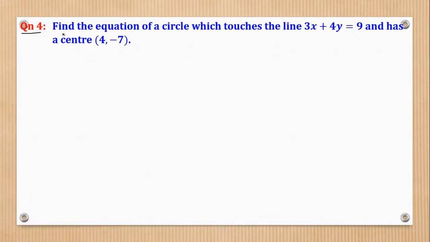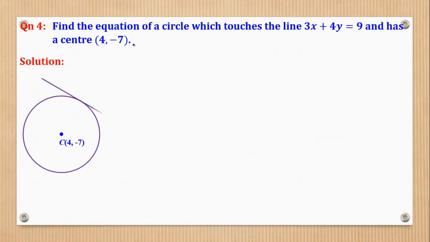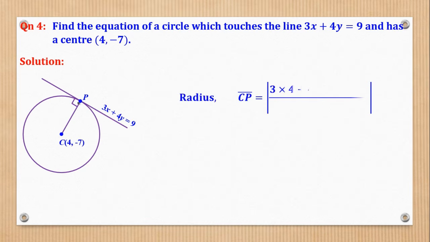Then question 4 says, find the equation of the circle which touches the line and has a given center. So I'll first make a simple sketch. So touches means it's a tangent. Therefore, the distance of this point from the line will be the radius. Remember that under coordinate geometry 1, we learned how to get the distance of a point from a line. Therefore, the radius will be the distance of this point from this line, which is given by this formula.